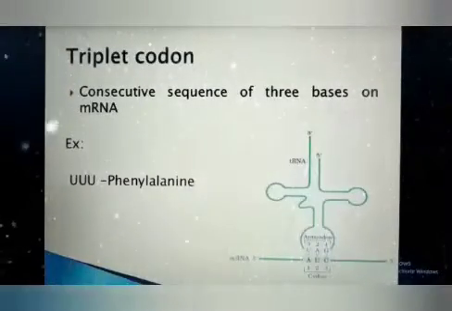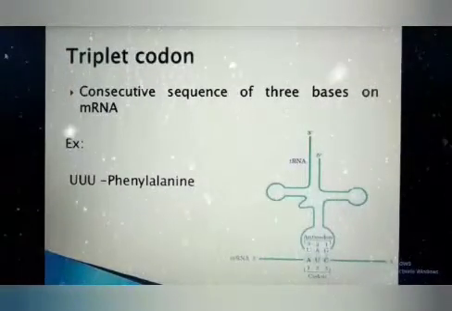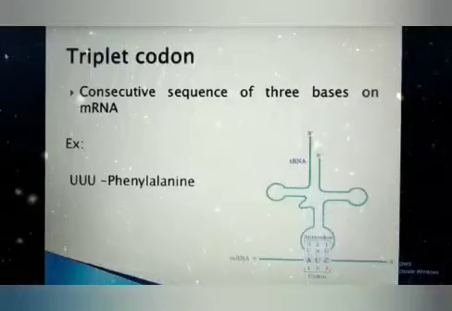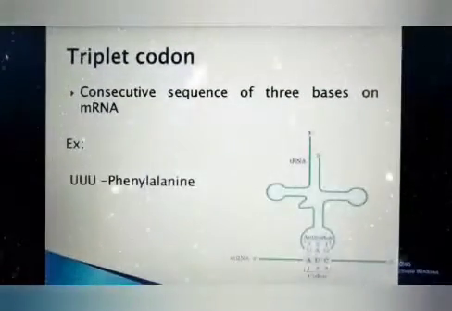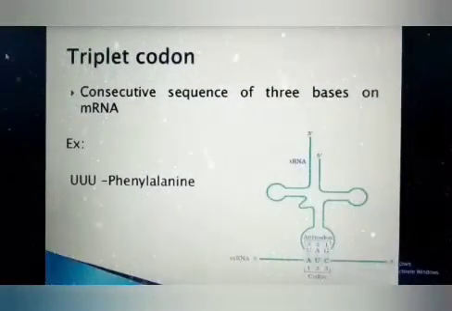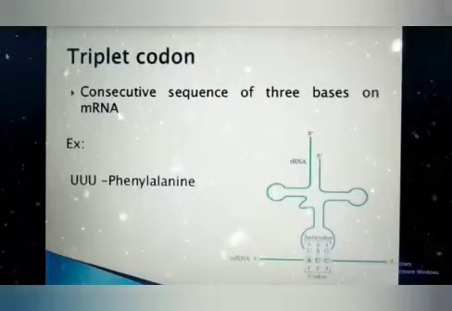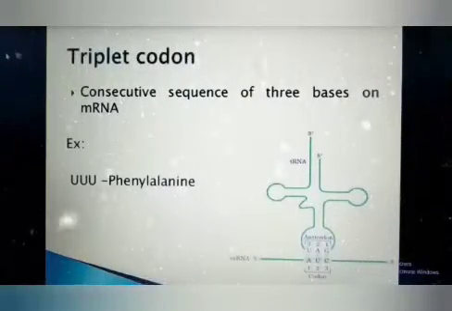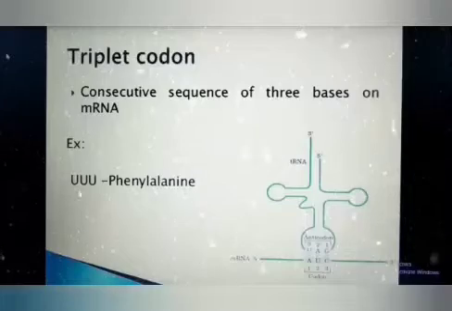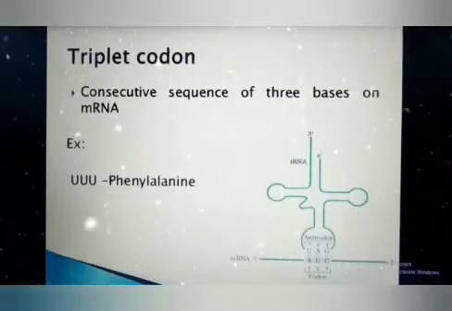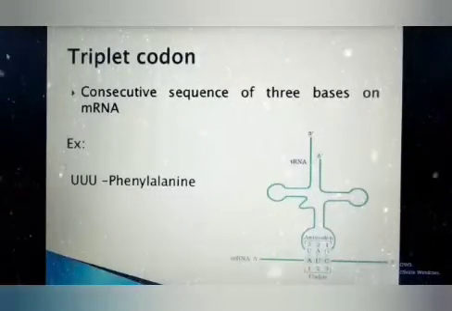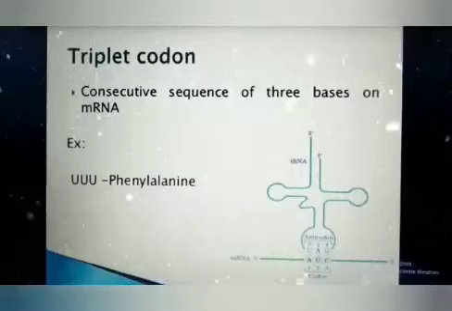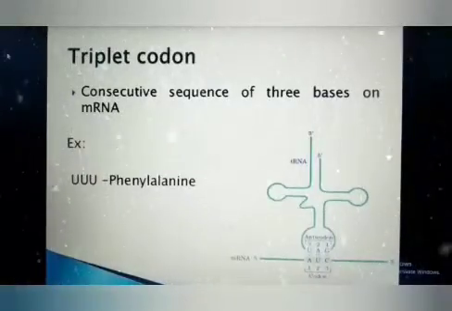First is the triple codon. What is a triple codon? A consecutive sequence of 3 bases on mRNA is called a triple codon. For example, UUU is phenylalanine. Here is the tRNA diagram, and it shows the triple codon.